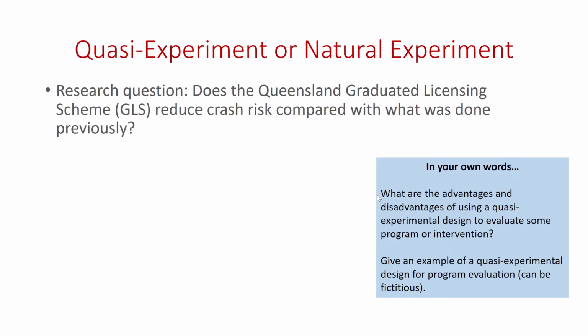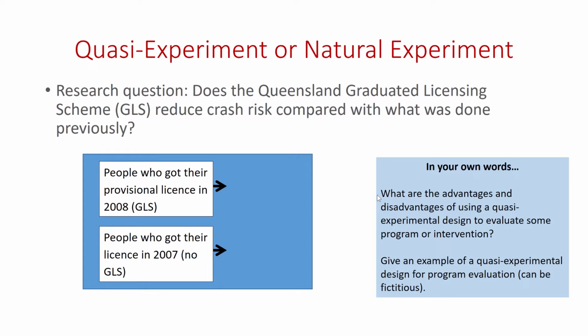Okay, so here's a research question. Imagine that you've been recruited by the government, you work for the Department of Transport and Main Roads in Queensland, and as a psychologist, you're asked to evaluate the Queensland graduated licensing scheme. Yes, this is a real example. This is exactly the sort of thing that psychology graduates do in the real world. And so the question is, does the Queensland graduated licensing scheme reduce crash risk compared with what was done previously?